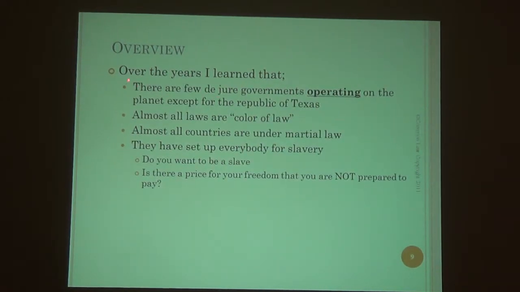Over the years, I've learned that there are few de jure governments operating on the planet, except for the Republic of Texas and Ukraine, maybe Russia. Almost all laws are color of law. Almost all countries are under martial law. They set up everybody for slavery.